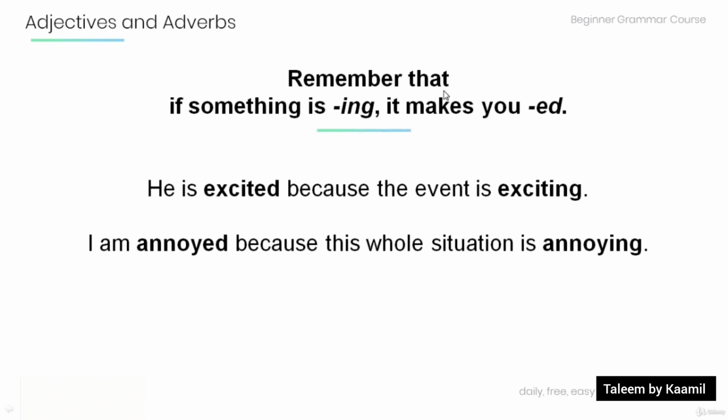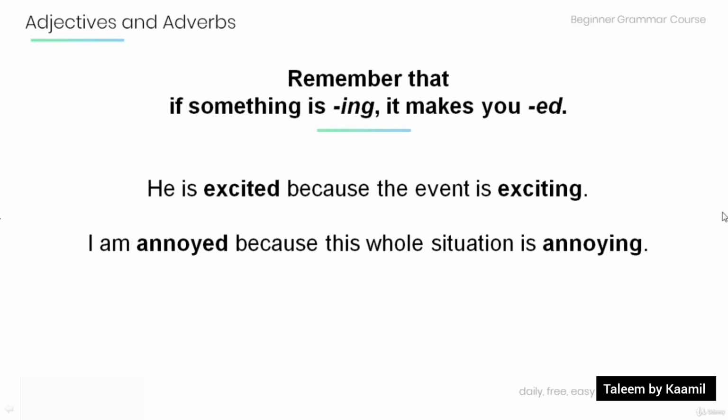Remember that if something is, the adjective ends in ing. And if it makes you feel something, the adjective ends in ed. Let's have a look at the examples below. He is excited because the event is exciting. Note that the adjective excited modifies the pronoun he, and it tells us how or what the event made him feel. And the adjective exciting describes what the event is.